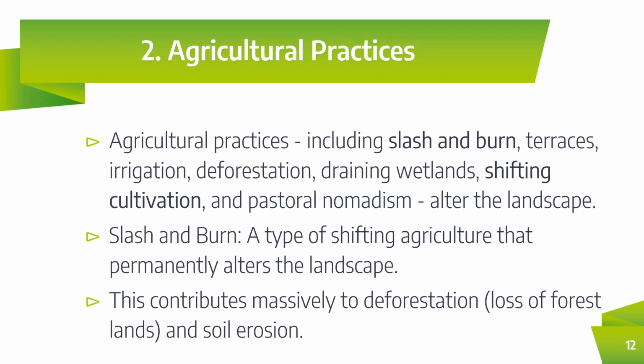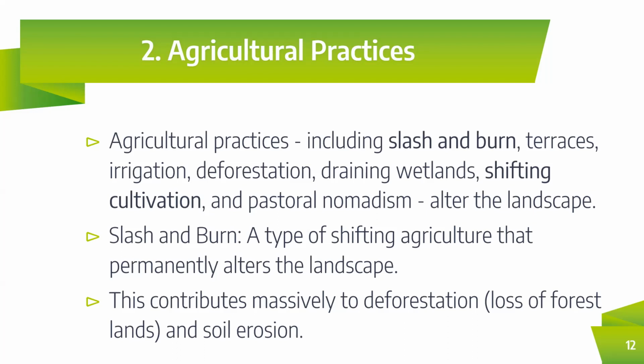So, agricultural practices. I could have done it the other way, talking about agricultural practices first and then the environmental impacts of agricultural practices. But we could look at the impacts of specific agricultural practices. Agricultural practices include slash and burn, terraces, irrigation, deforestation, draining wetlands, shifting cultivation, and pastoral nomadism, and all of these alter the landscape.